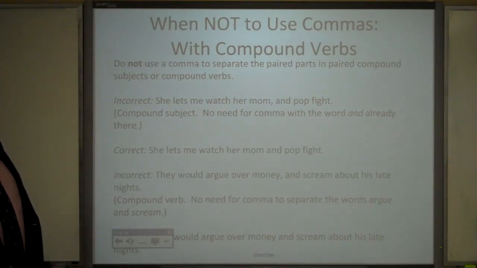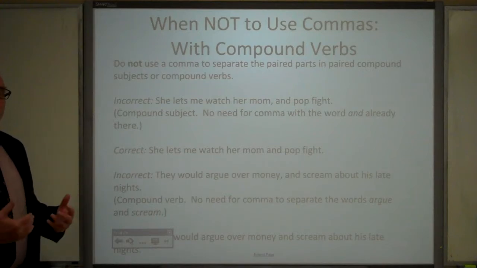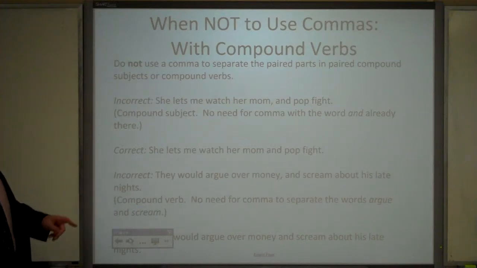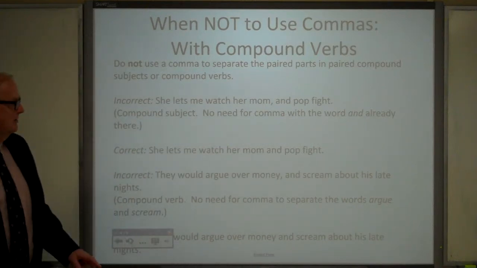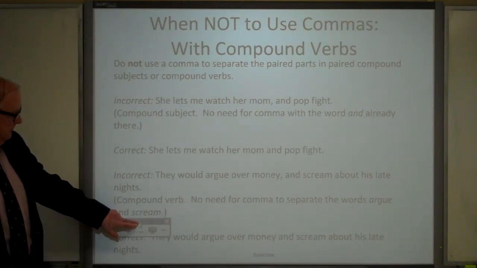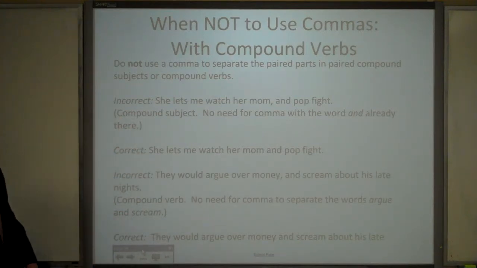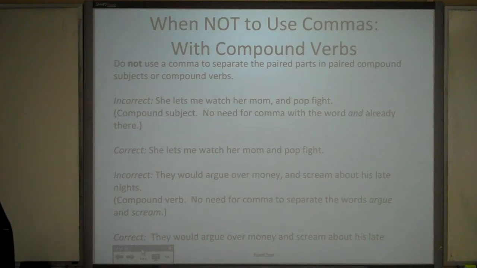You do not use a comma to separate the paired parts in paired compound subjects or compound verbs. Sometimes people throw in commas because it looks like it's a compound sentence, but it's really not. It's just a compound subject or a compound verb. So: she lets me watch her mom and pop fight. Okay, there is no comma there because mom and pop is the compound subject, and it has the word and already there.